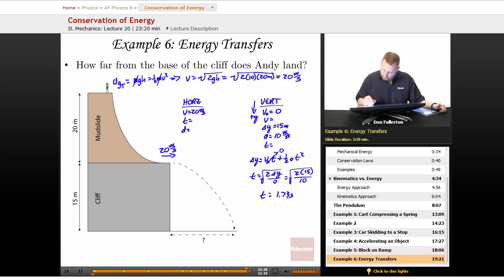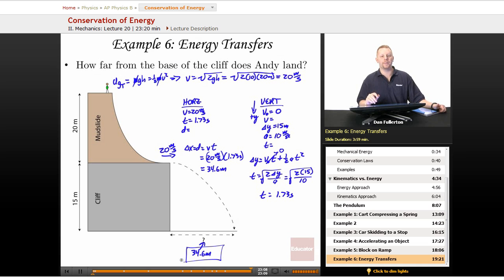of about 1.73 seconds. And if he's in the air 1.73 seconds vertically, he must be in the air 1.73 seconds horizontally. So d, or delta x, is just going to be velocity times time. Delta x, which is d, will be vt, or that's going to be 20 meters per second times our time of 1.73 seconds. It's going to give him a displacement horizontally of about 34.6 meters. This distance right there must be 34.6 meters from the base of the cliff.